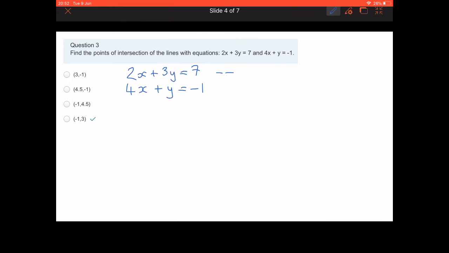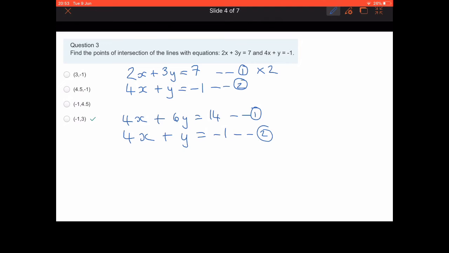So I'm going to call this equation 1 and this equation 2. What I'm going to do is scale equation 1 so that we've got the same value of x's. So I'll multiply that by 2. So I've got 4x plus 6y equals 14, and that's my new equation 1. And equation 2 is 4x plus y equals negative 1.